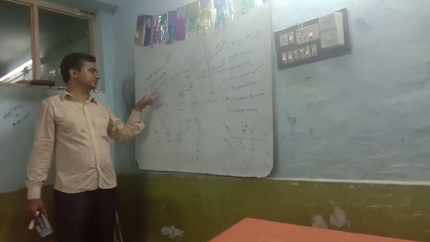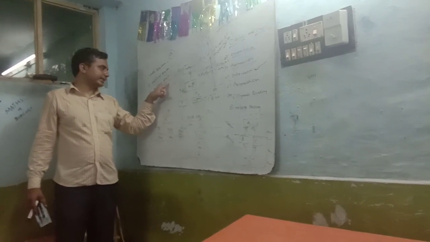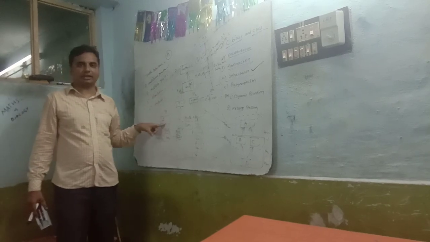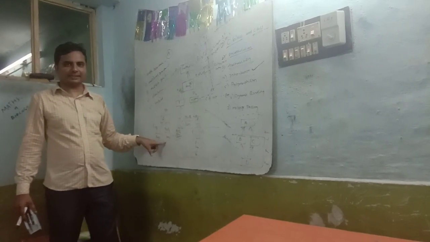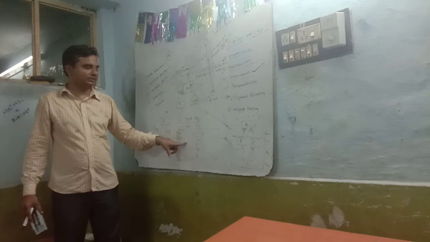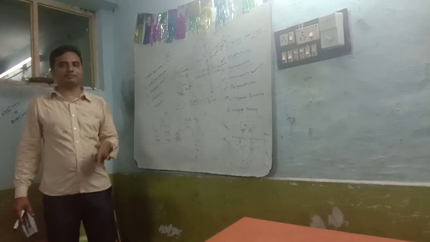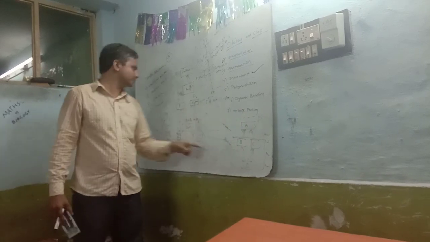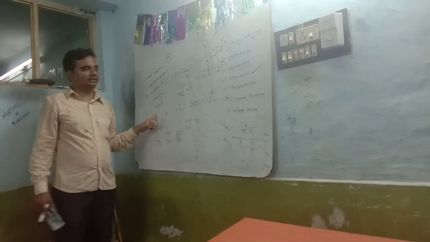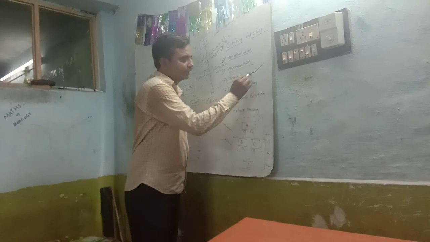Which inheritance? Multiple inheritance. Hierarchical. Your father, you, your brother, your sister, and so on, etc. With which inheritance? Hierarchical inheritance. Combination, total your family. Which inheritance? Hybrid inheritance. That's it. This is about inheritance.